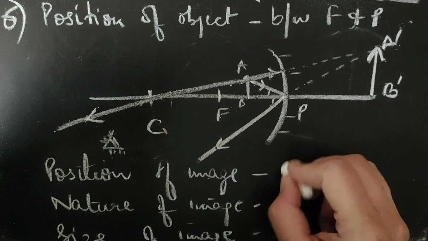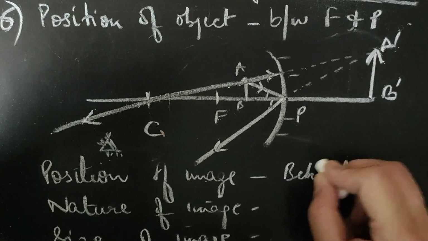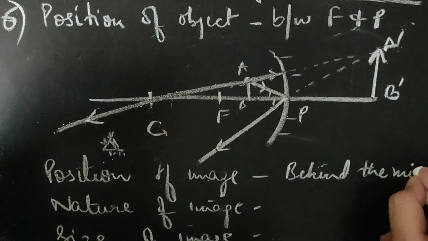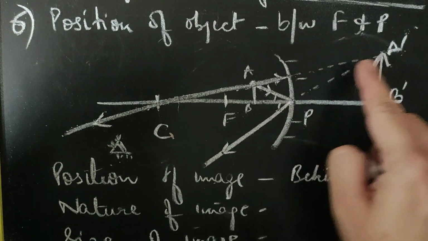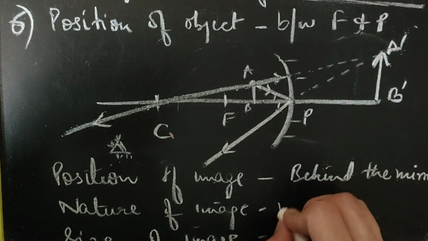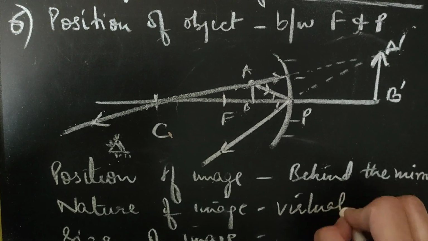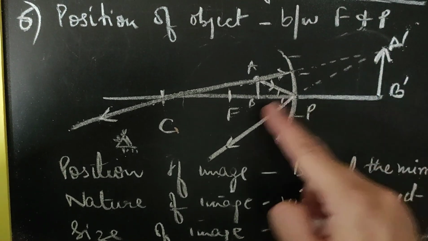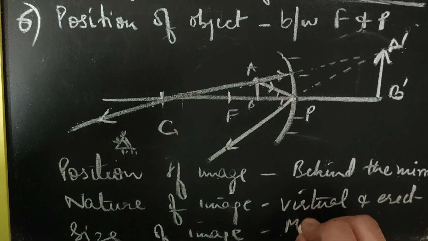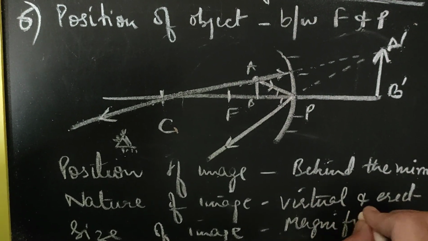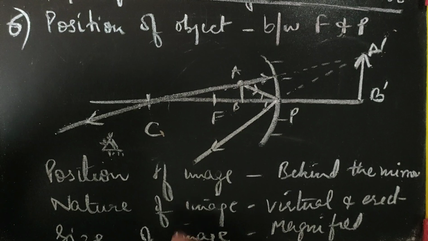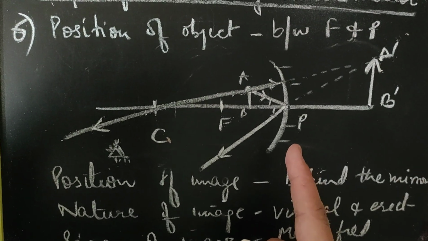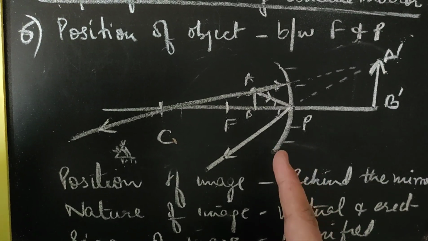So position of the image is behind the mirror. The nature of the image is virtual and direct because the light rays are not actually intersecting. It's a virtual image, and virtual images are always erect. Size of the image, you can clearly see it's enlarged, or magnified. It is this situation when a concave mirror is used as a dentist mirror or a face mirror.